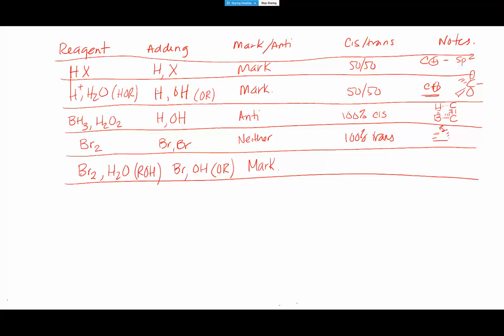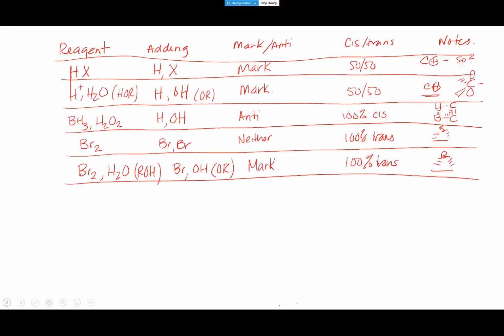This is a very similar reaction to what happened above. It's 100% trans, because this goes through that bromonium ion intermediate. So again, it goes through the bromonium ion intermediate. The only difference between numbers 2 and 3, those two bromine reactions, is that in the first case, there's no other nucleophile to attack. In the second one, there's a solvent right there, able to attack, and so that's where the OH or the OR comes from.